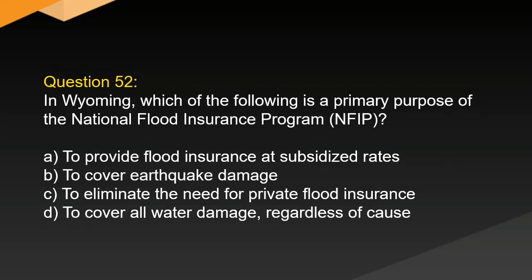Question 52. In Wyoming, which of the following is a primary purpose of the National Flood Insurance Program, NFIP? A. To provide flood insurance at subsidized rates. B. To cover earthquake damage. C. To eliminate the need for private flood insurance. D. To cover all water damage regardless of cause.